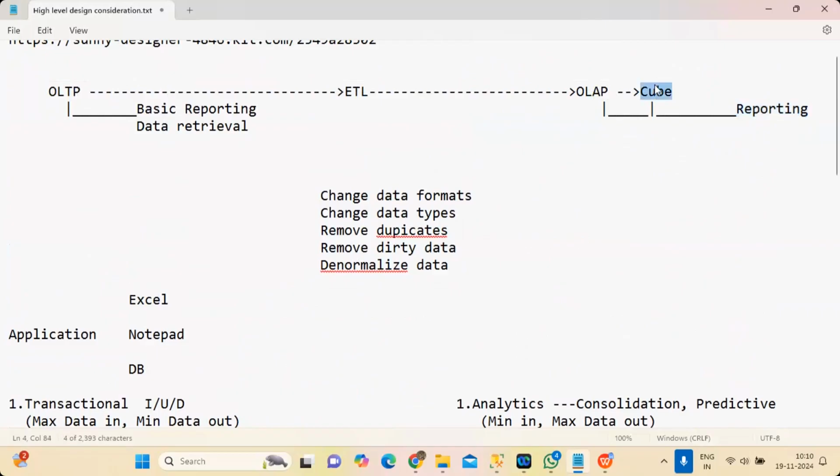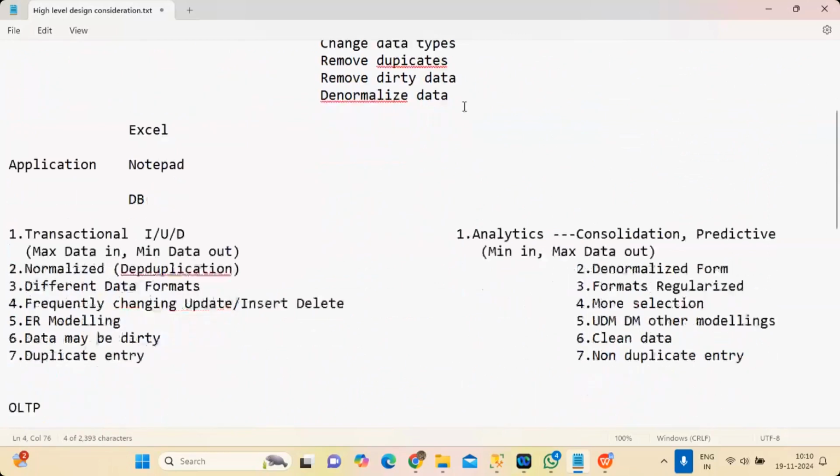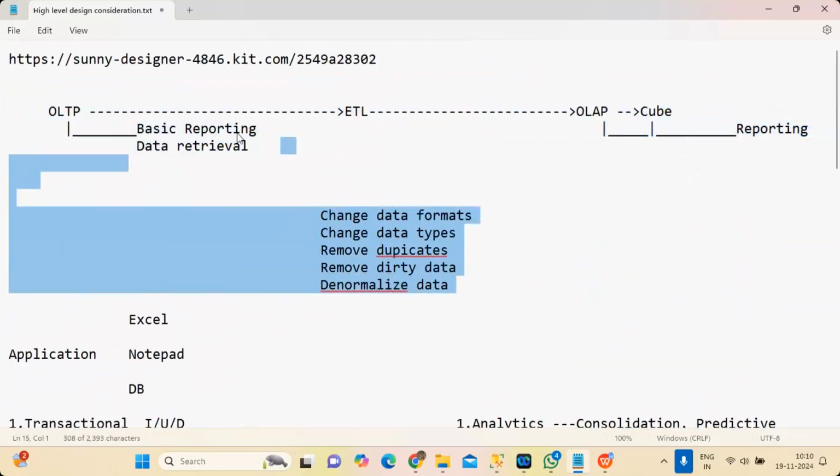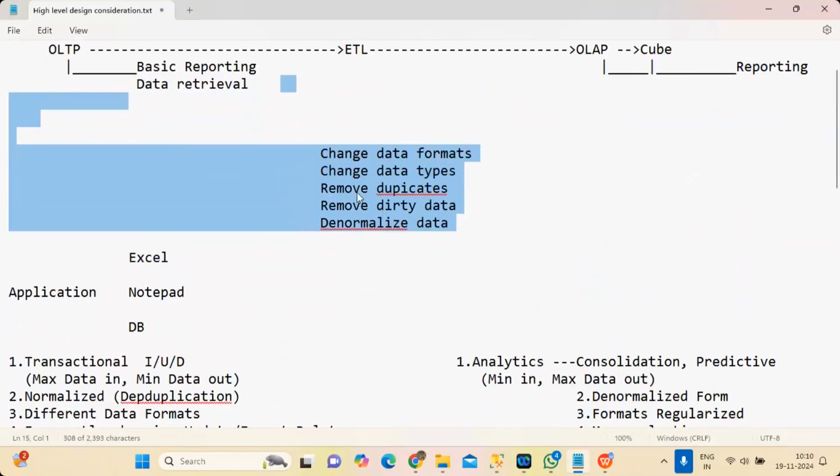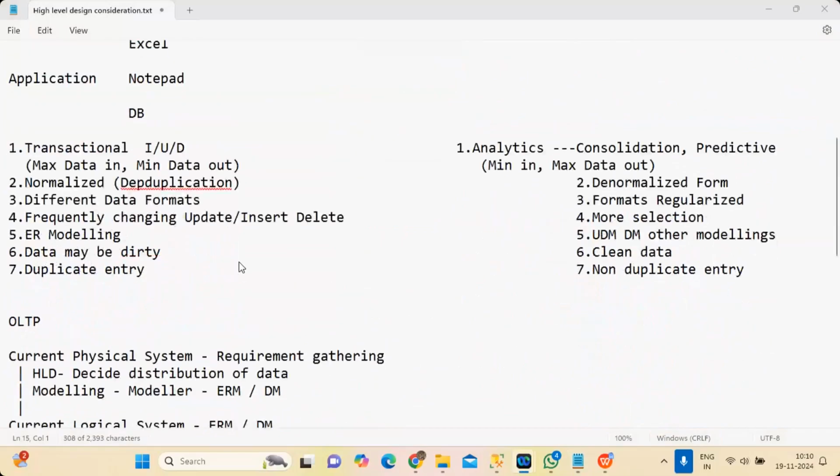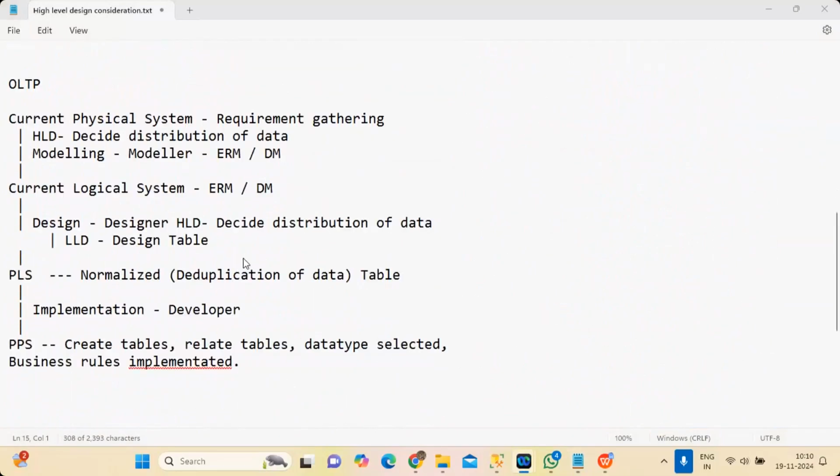Analytical tools are given. Excel is another analytical tool. So you can use the OLAP database to analyze the data and report the data. You can use the OLTP database to just report the data. If I want to report transactional data, I go to OLTP. If I want to retrieve analytical data, I go to OLAP. And this is the process. I hope this portion is clear. If it is clear, we will move to the next portion.